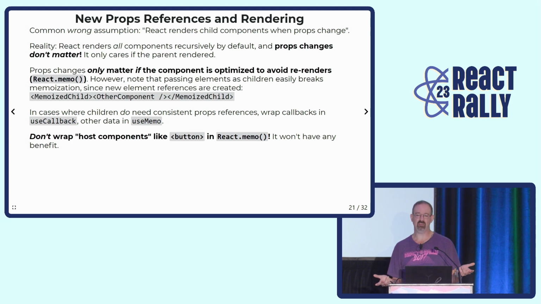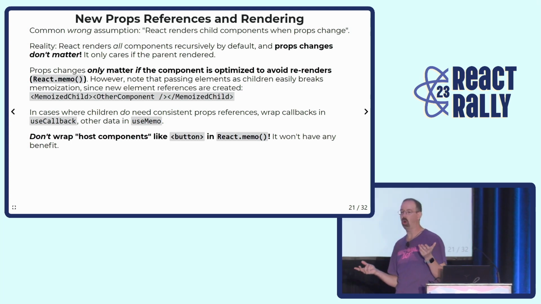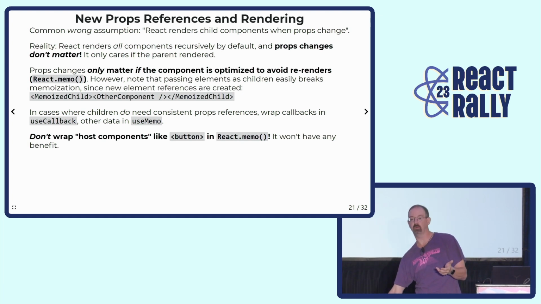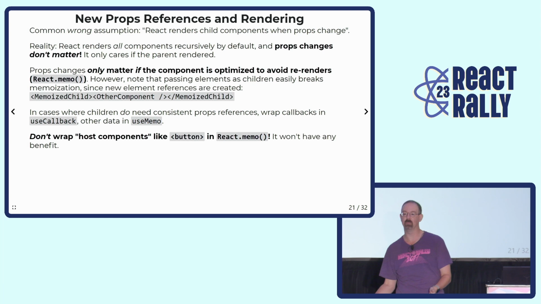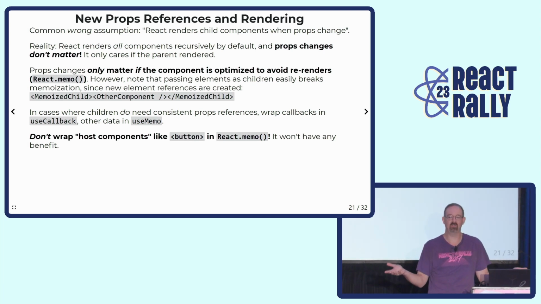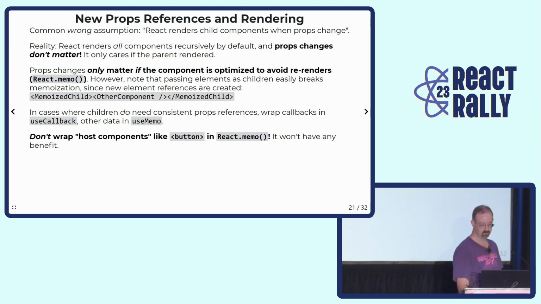This also means that it's basically a waste to wrap a host component like a button tag in react.memo, because there's nowhere lower for it to go. There's no recursion happening below that. It's the bottom of the tree. So there's nothing to save on that process.